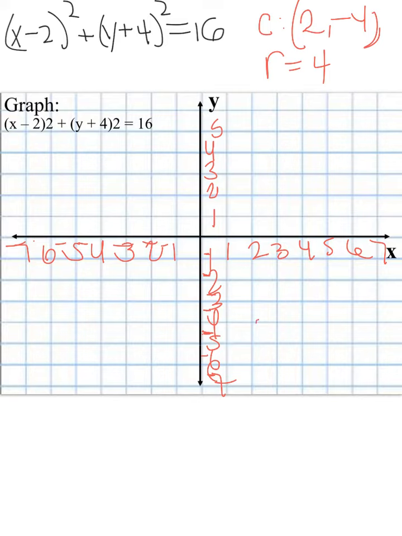Okay, so 2, -4 is about here. And I have to go out 4, 1, 2, 3, 4. Go up 4, 1, 2, 3, 4. To the left 4, 1, 2, 3, 4. And down 4, 1, 2, 3. And 4 would probably be about here.